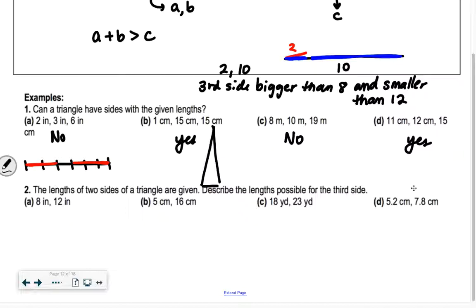So if I have 8 and 12, we want to know the range of answers we could have for the possible third side. So I'm going to say x is going to be the length of the third side. X has to be at least what? So it has to be between what 2 numbers? What's the smallest it could possibly be?